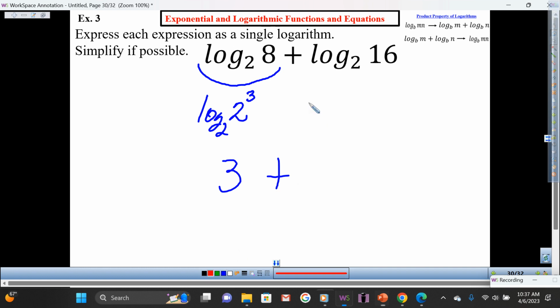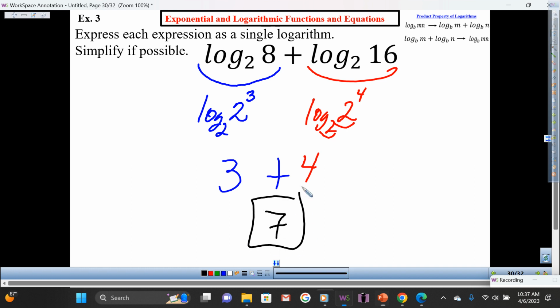Let me do the next one. This one right here. Log base 2. Write 16 in base 2. What is that? Tell your neighbor. 2 to the what? 4. So again, this is the same as that. So the answer is 4. So the answer is 7. Did we get the same answer? Yes. Copy that.